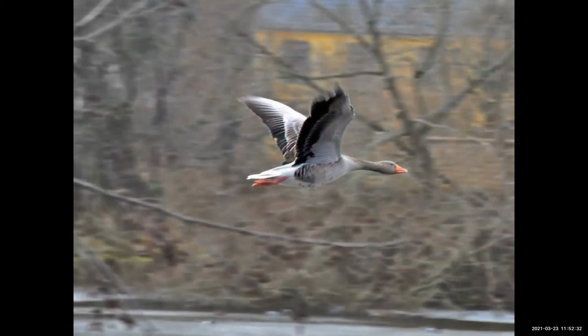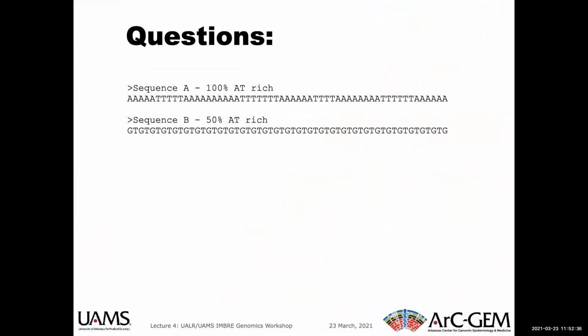So this is a goose. So you have these two sequences, and here's your question. Which sequence is going to melt first? The top one. Try again. Well, they have two choices. But the top one's 100% AT rich, right? Yeah. Wow. So what's going on?